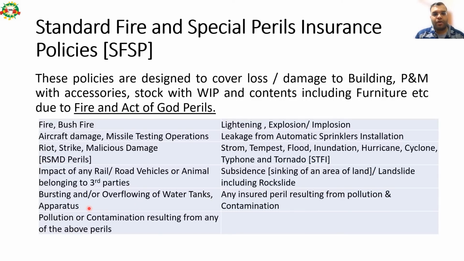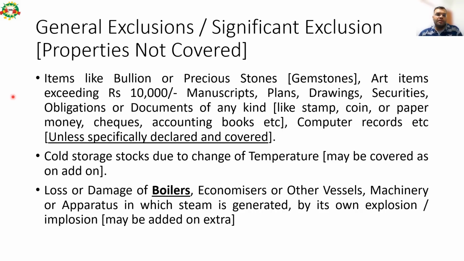Bursting and or overflowing of water tank apparatus. Any insured peril resulting from pollution or contamination. Pollution or contamination resulting from any of the above perils. This is the list of general and significant exclusions in SFSP policies. So a 1 mark theory question can come out of these things. We have to go through these points and remember them, as a 1 mark theory question can come.